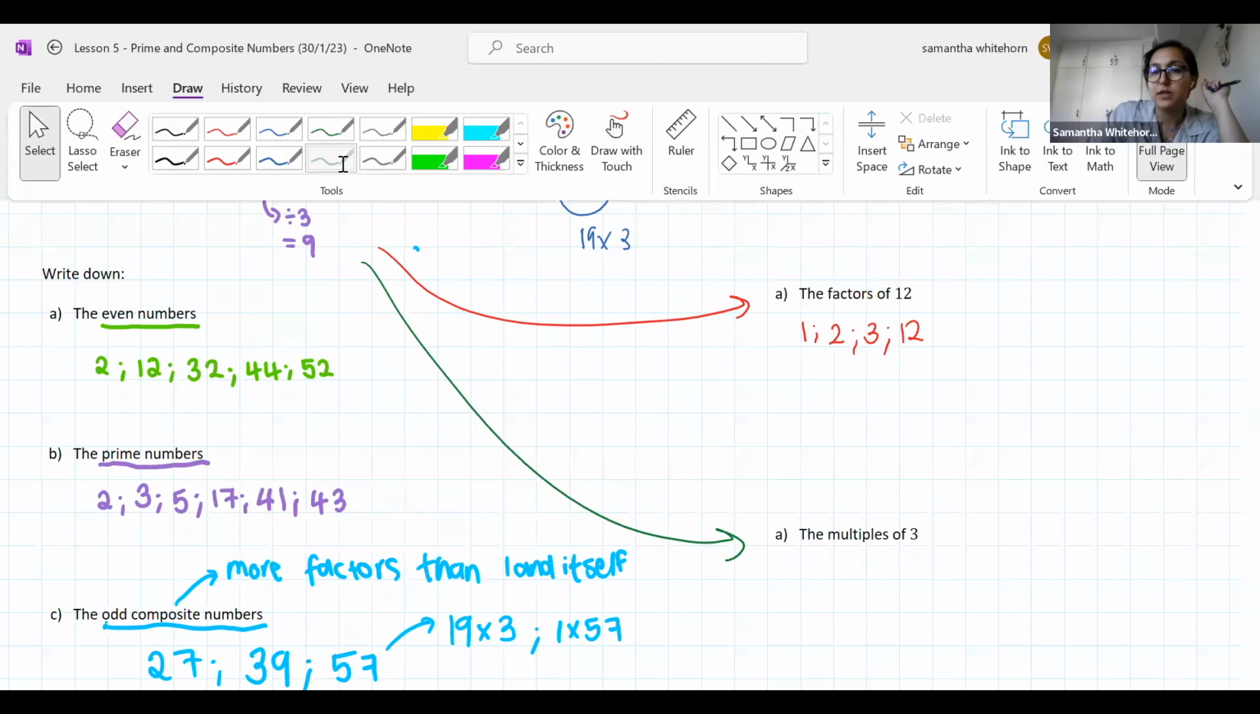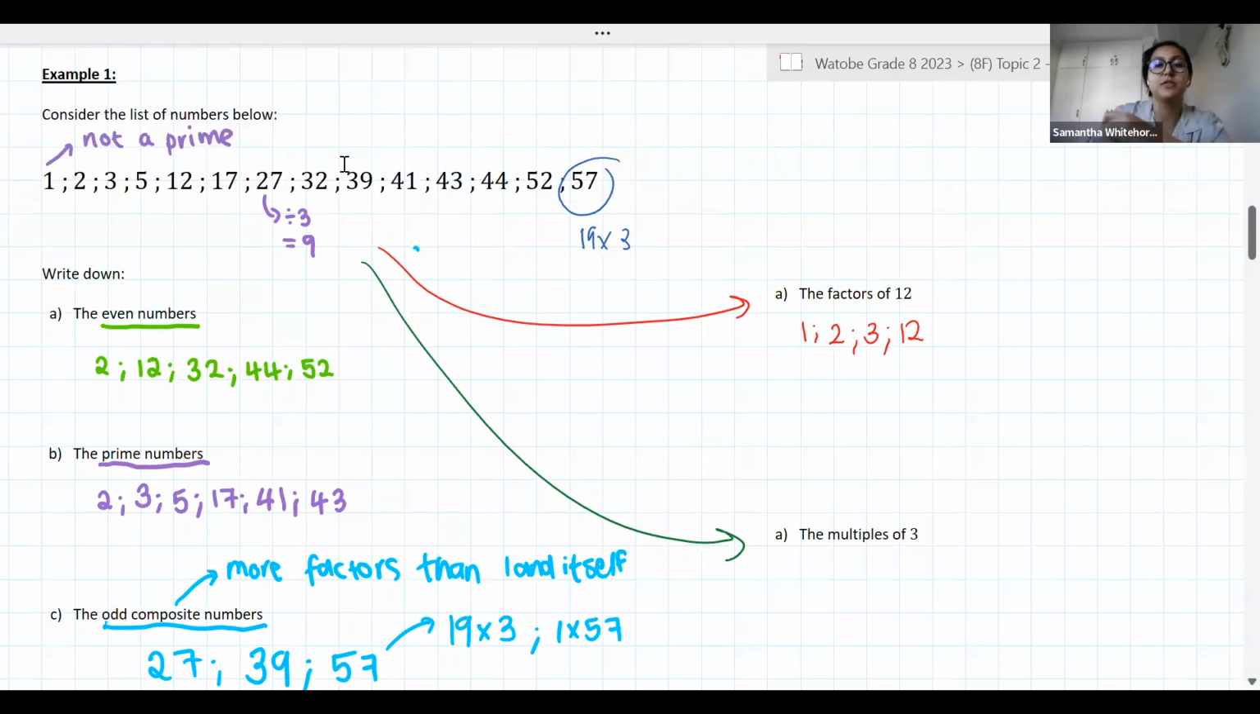Alrighty, Tando, do you want to help us out with the multiples of 3 that are in this list? Yes, ma'am. Okay, it's 3, good. 6, okay, so is 6 in our list of numbers? Is 6 in our list of numbers over here? It's no, ma'am. 12, okay. Good.